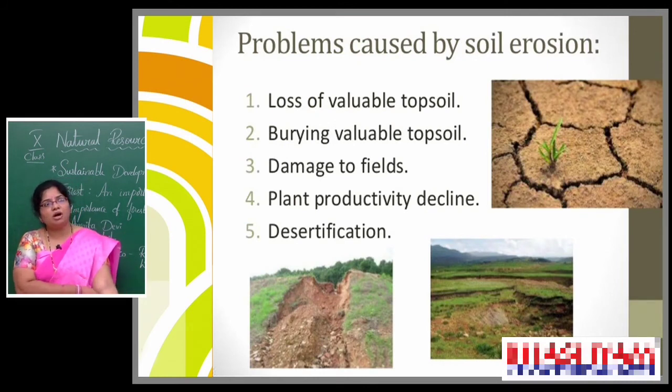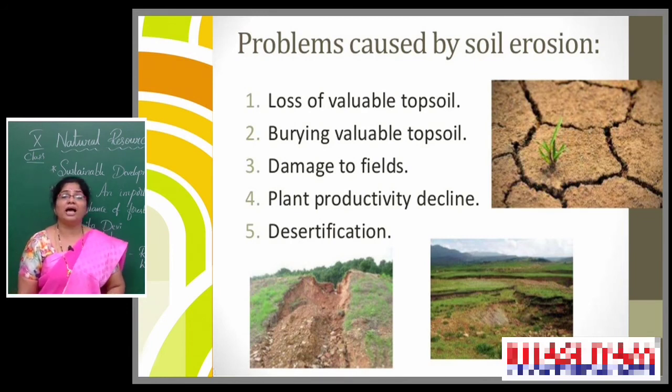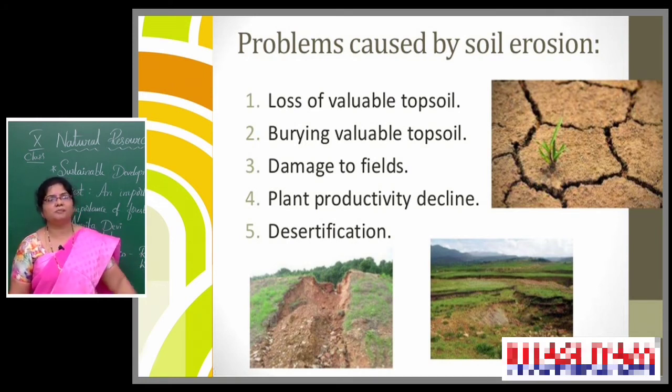Problems caused by soil erosion. Okay, all this will happen because of soil erosion. Loss of valuable topsoil. Topsoil consists of humus. Humus is nothing but decomposed organic matter. So, the dead animals, plants, leaves and twigs all decompose and convert into humus, which is placed on the topsoil. So, because of soil erosion, we will lose this fertile soil.